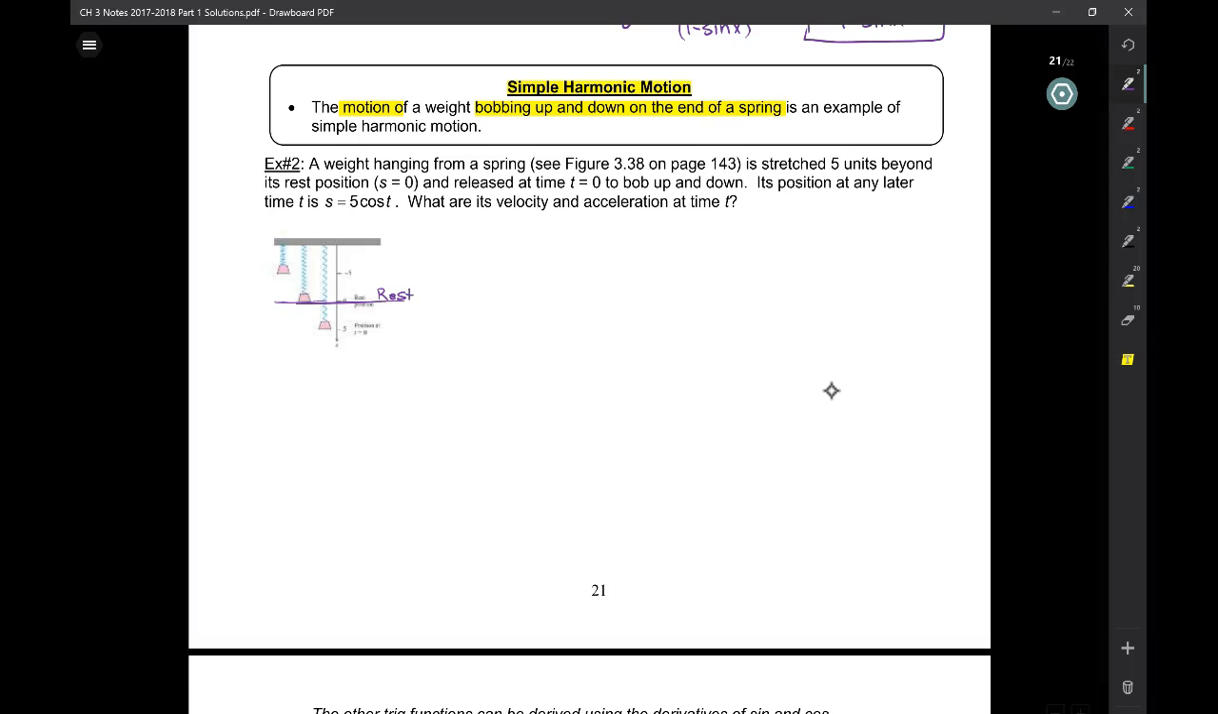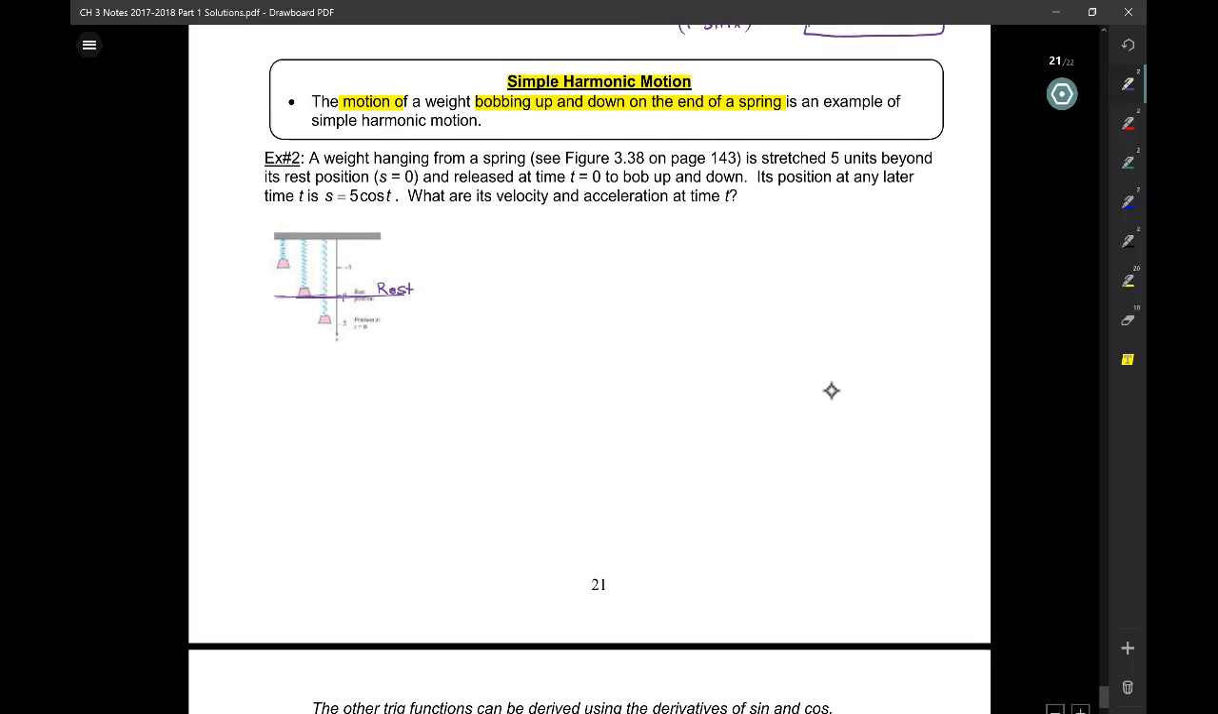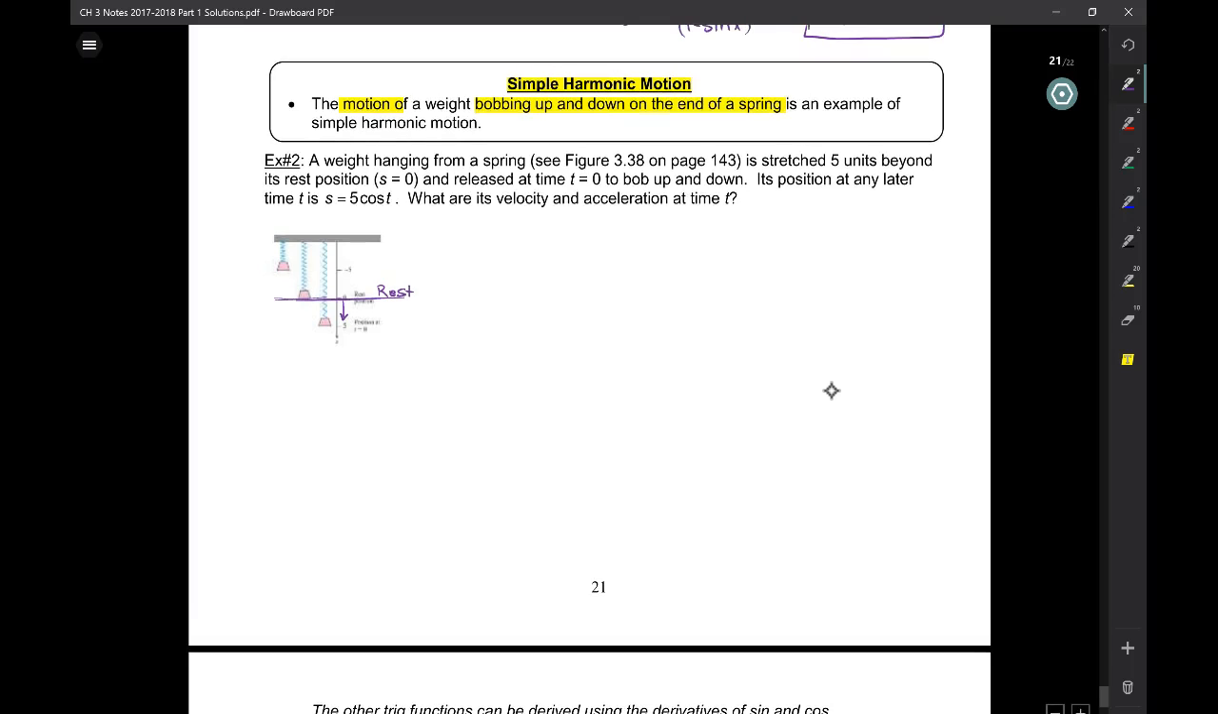So the weight is stretched 5 units below the rest position. So at t equals 0, it's here. And then it's released to bob up and down. Its position at any later time t is s equals 5 cosine t. What are its velocity and acceleration at a time t?